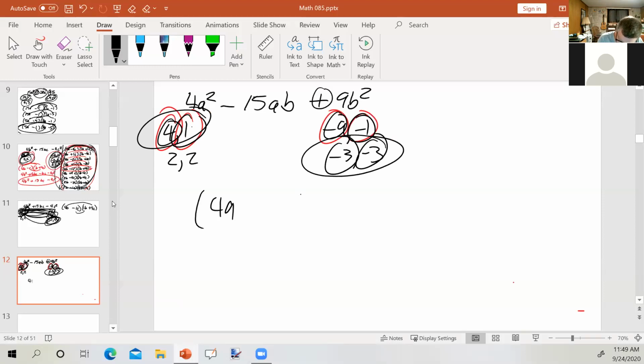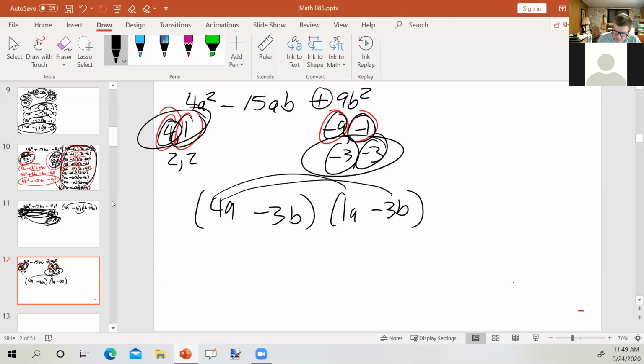So 4a, 1a, minus 3b, minus 3b. Let's see if that works. 4a squared minus 12ab minus 3ab would be minus 15ab plus 9b squared. So it works. So again, doing it this way, not writing out all the combinations, this method, not too bad. All right, questions on that one?